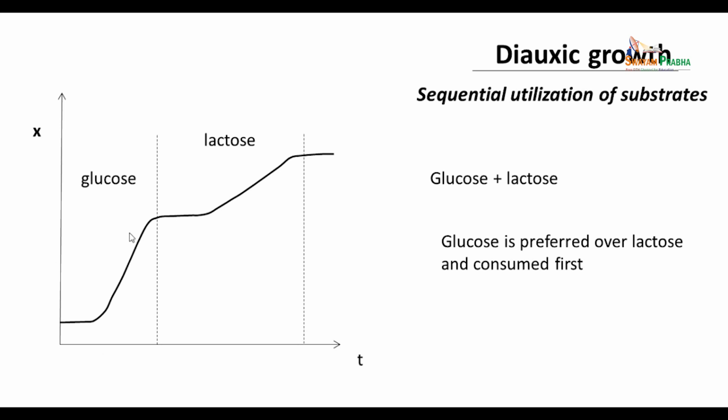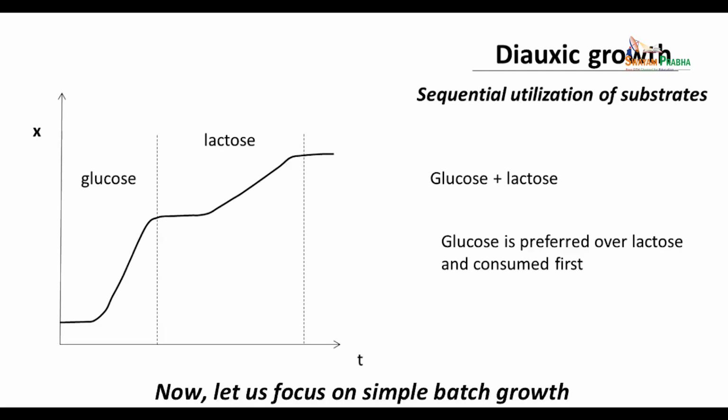The preferred substrate gets taken up first with typically a higher specific growth rate, followed by the other substrate. This is also seen, and it's good to know this even in an introductory course. Having said this, for our analysis, let us focus on simple batch growth that we saw earlier. One organism, one substrate, so one limiting substrate.